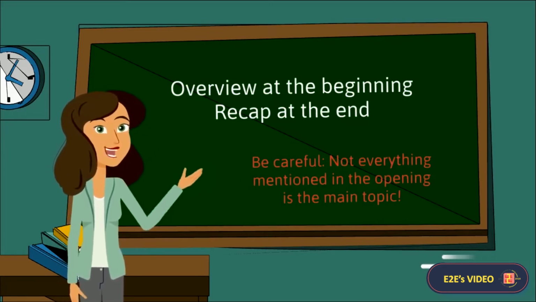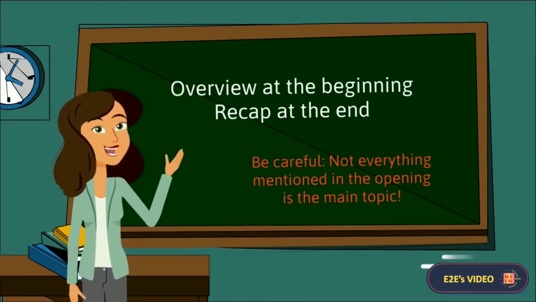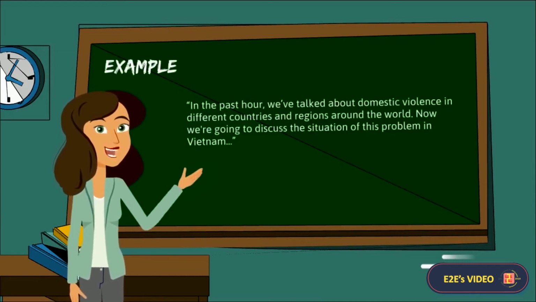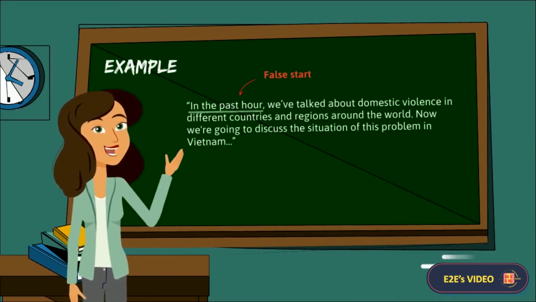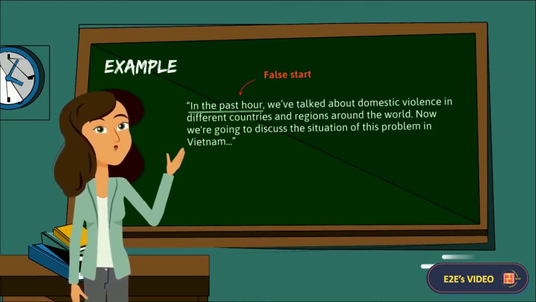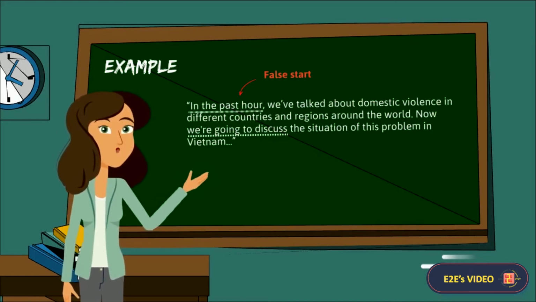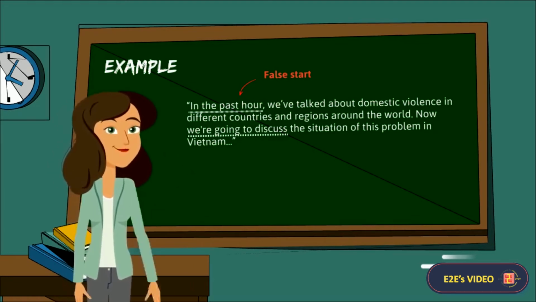However, be careful with the openings, as not everything mentioned in this part is the main topic that we're looking for. Like this. The first sentence in this talk is considered a false start, from which many people may mistake that the main topic here is the issue of domestic violence on the world scale. The general point is actually revealed in the following sentence, which is domestic violence within Vietnam.